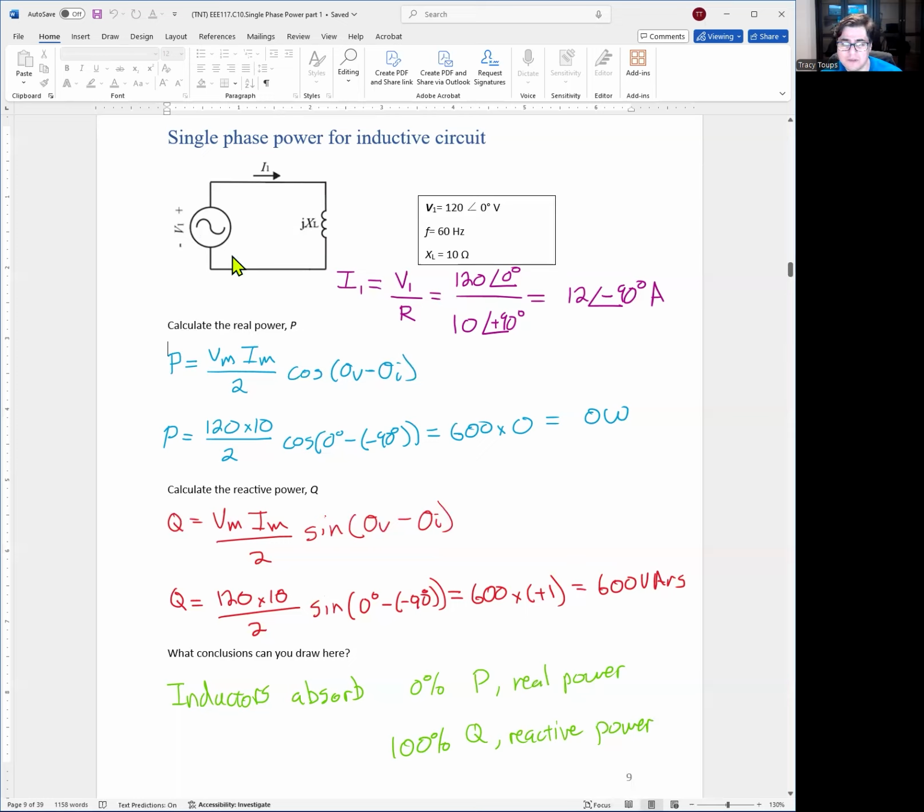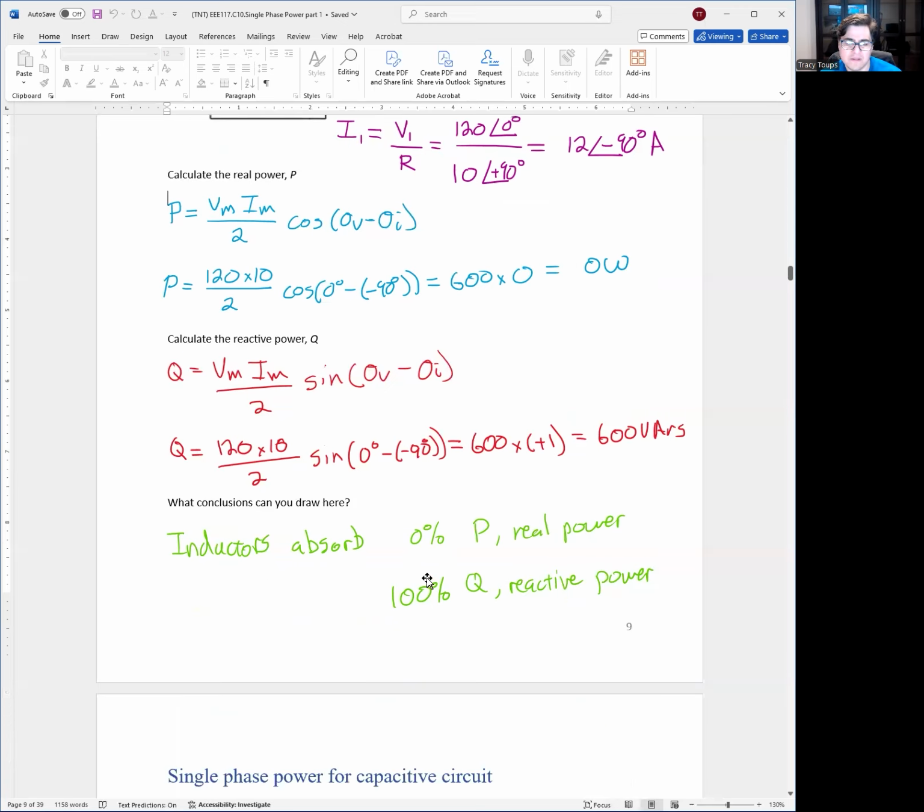Okay. Now, somebody will ask, well, if we're not doing any real power, does it take any effort? It still takes effort to build the magnetic field and break it down, build it and break it down. So energy from the source is always being used to fight that magnetic field, but we're not getting any permanent work done. We're kind of just spinning our tires in the mud over and over again. Okay. So inductors, remember, absorb 0% real power, and they're always 100% reactive power. So they're always absorbing reactive power from the circuit.